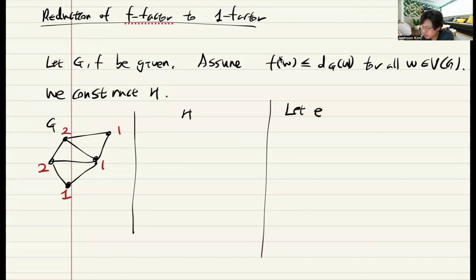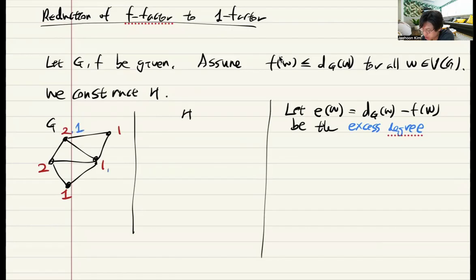Let e of w, the degree in G minus f of w, be the excess degree. Then what is the excess degree? Here 1, here 3, here 1, here 1, here 1, right? So its degree is 4, and then you subtract 1, which is 3. Degree is 2, you subtract 1, which is 1. 1, 1, 1.